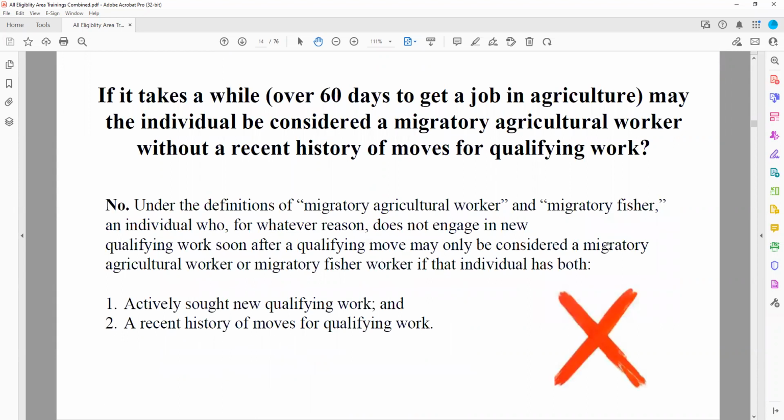So it says here, if it takes a while, over 60 days, to get the job, would they still be considered a migratory agricultural worker without that recent history of moves? They say no. They have to basically have either gotten the work within 60 days or have a recent history of those moves for qualifying work.